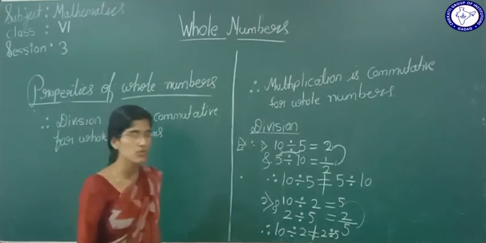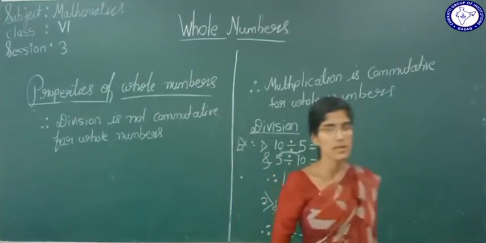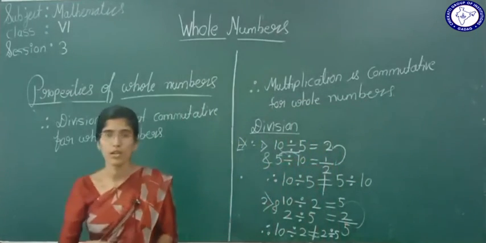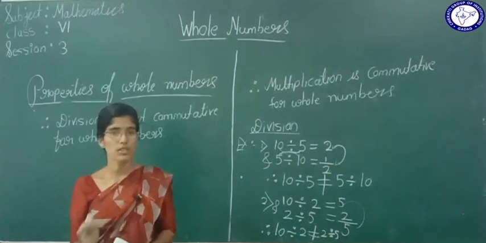So we come to know that only addition and multiplication are commutative for whole numbers. So understood what is commutative property?